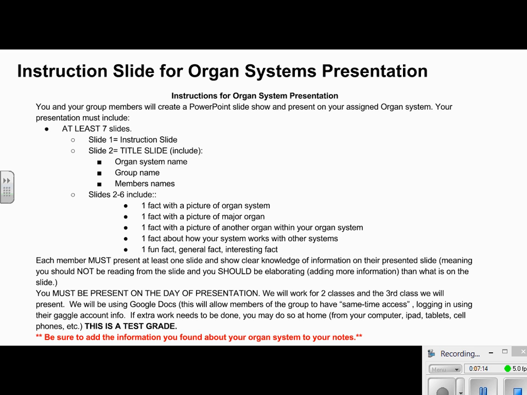We're working in Google Docs, so this gives you all same time access. You're working all at the same time, and you don't have to worry about saving it. It's there. If your computer shuts down, the last thing you type is saved. You're using your Gaggle account to log in. If work needs to be done outside of the class beyond the 2 days, then that's when you have to use any of your smart devices to do that. And this will be a test grade.